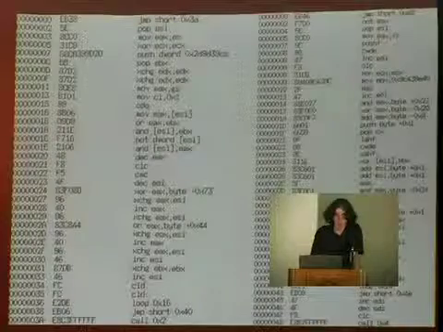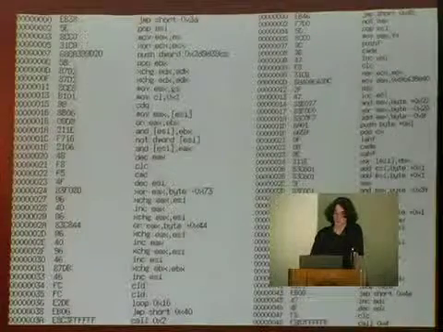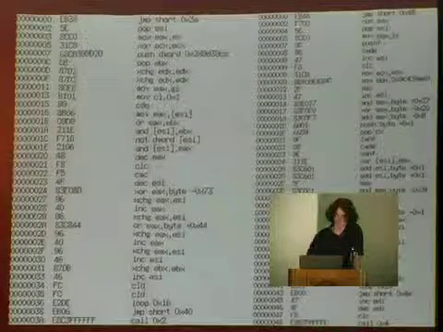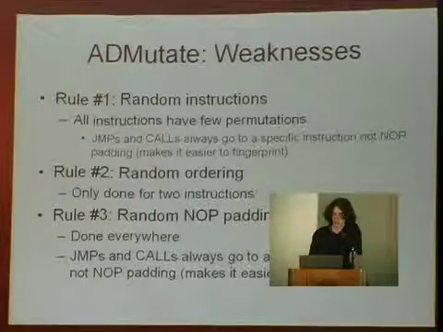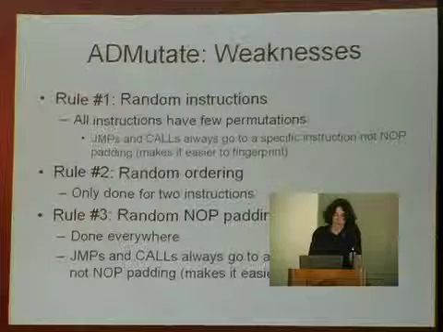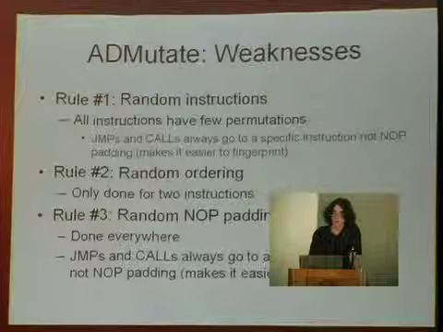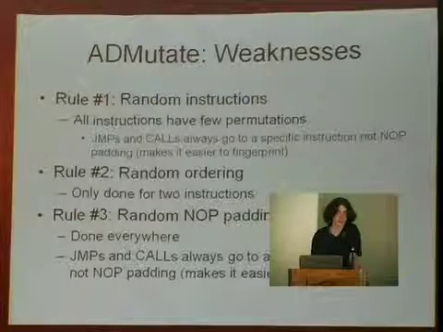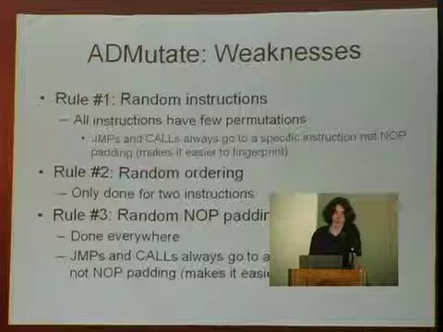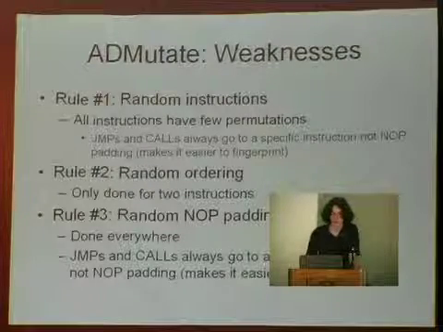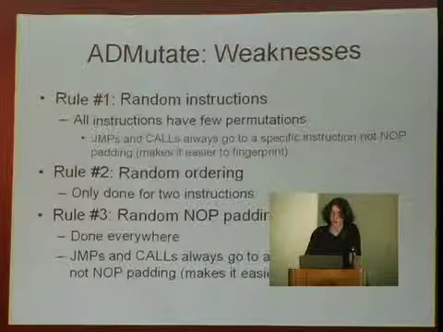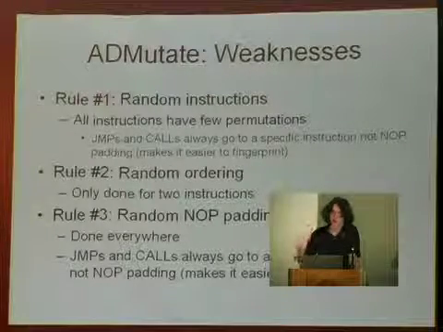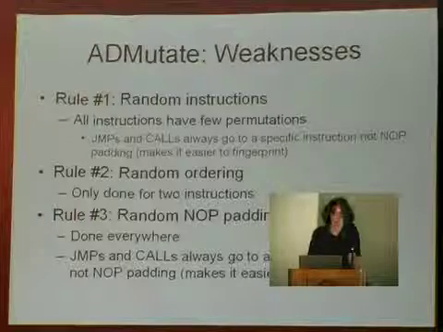My favorite. These are the 2 assembly dumps that I had showed you earlier. They are 2 versions of ADMmutate. For the random instructions, all instructions have very few permutations, but they have some permutations, unlike Clet or Shikata Ga Nai, in some instances where they had none for some instructions. For rule number 2, random ordering, however, they only switch around the sequence of 2 instructions, so they really don't do rule number 2 at all.